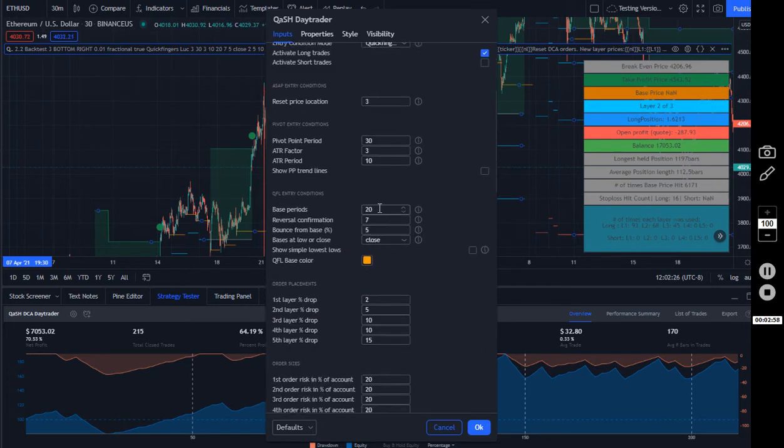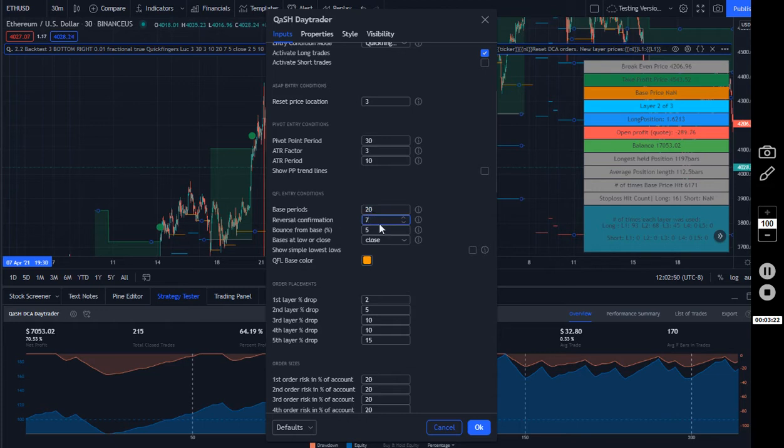So first up we have the base periods. We have 20 defined as our base periods. So that means that you want to look at least 20 bars in order to create a new base. Okay, so all the calculations that occur here, they have to occur over the course of 20 bars.